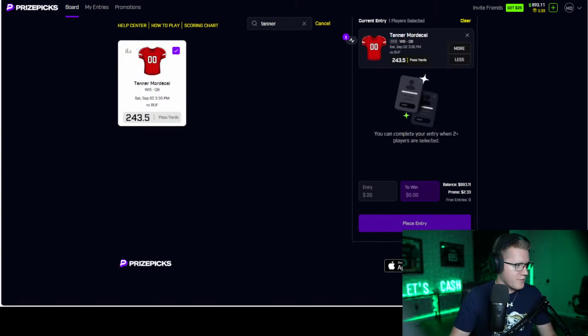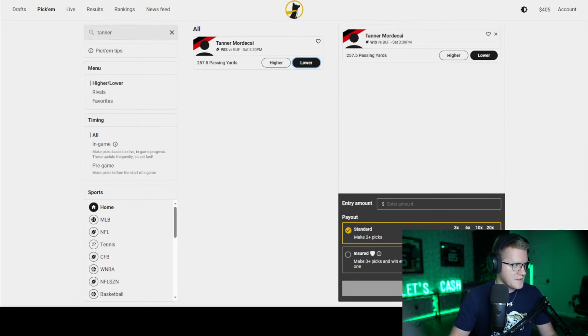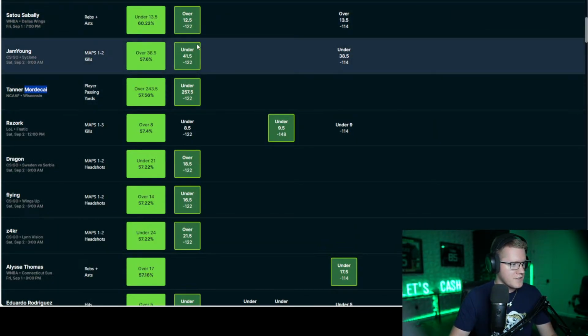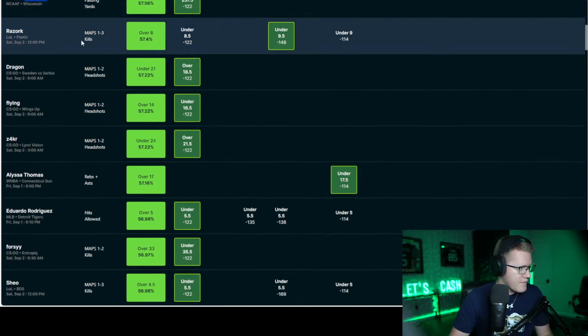Tanner's at the 243.5 on Prizepicks. Yep, this play's still up here. So let's go ahead and middle these. Take the under on Underdog, the over on Prizepicks. 14-yard discrepancy there. Very good play.